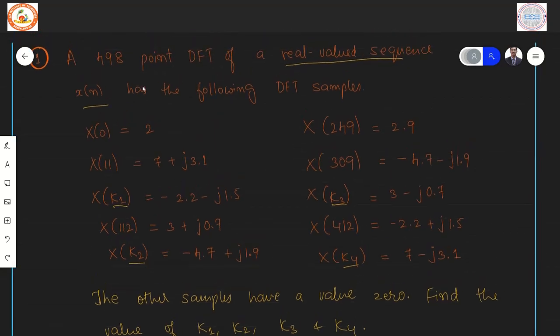The important points to note in this particular problem is, first, the number of points is mentioned as 498. The input sequence is said to be real valued, and there is some sort of symmetry exhibited by real valued sequence. So we observe that some of the points here are complex conjugate of each other. Now, keeping these things in mind, the objective is to calculate the value of k1, k2, k3 and k4.